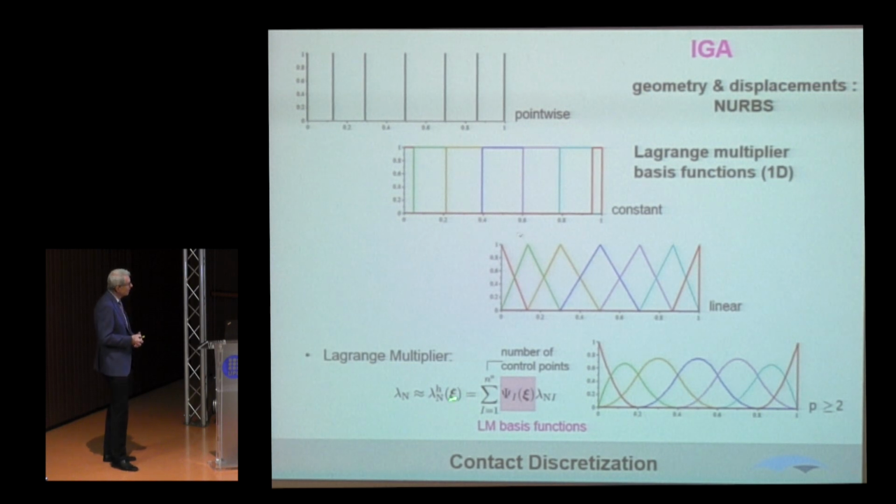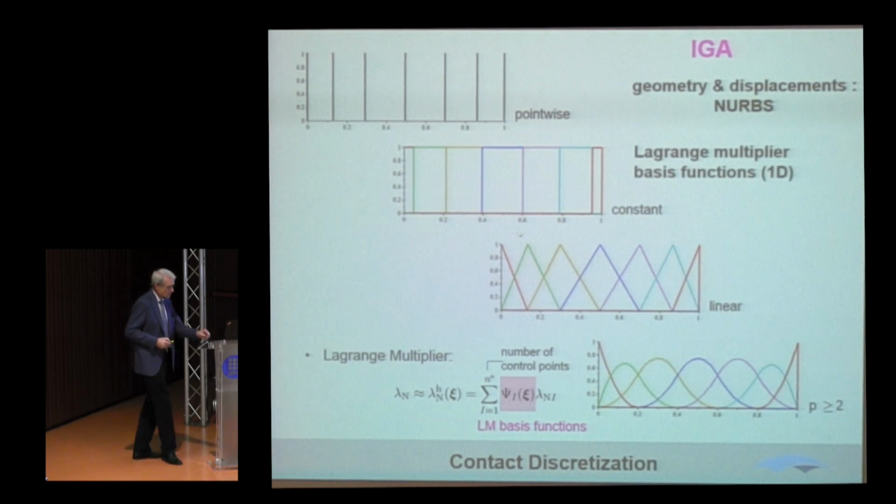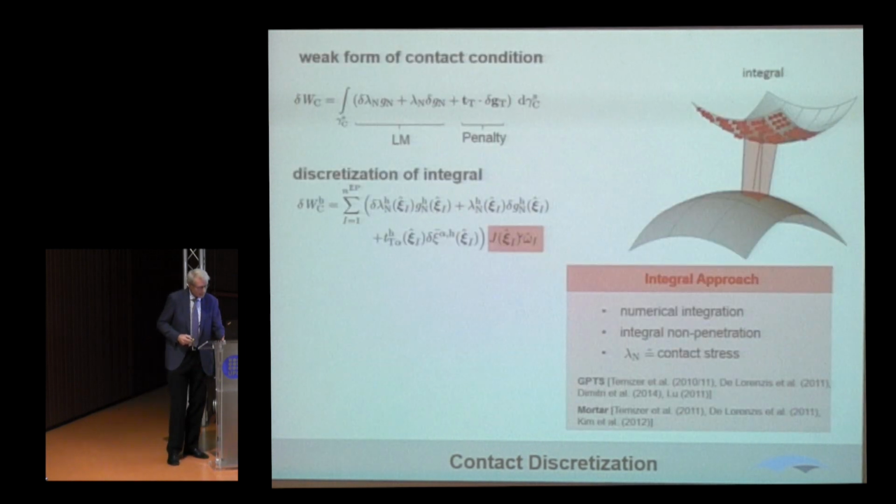The Lagrange multiplier, of course, could also be some kind of NURBS function. As you can see here, it can be quadratic, it can be cubic, and so on. It could also be linear or constant. Later on, you will see some examples where we simply use the constant representation here. Or it could be pointwise. So that is the choice you have.